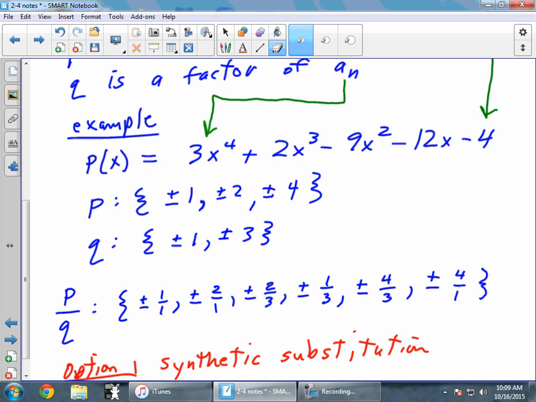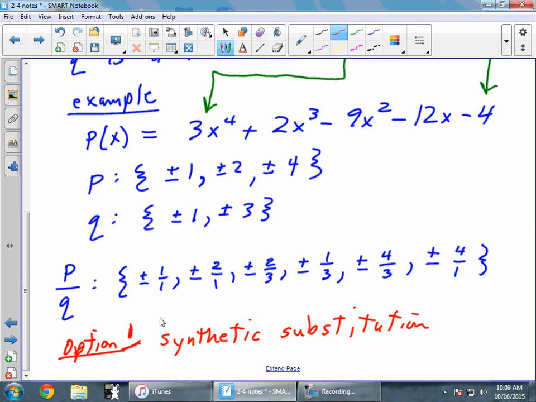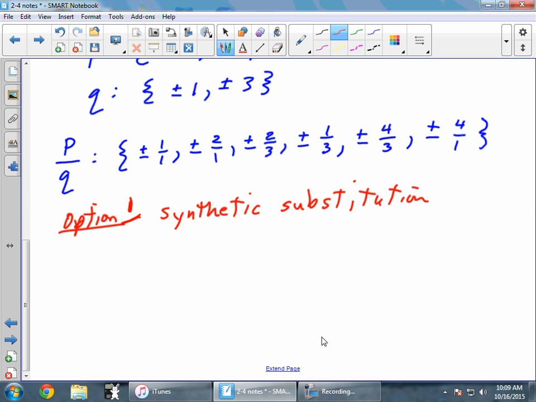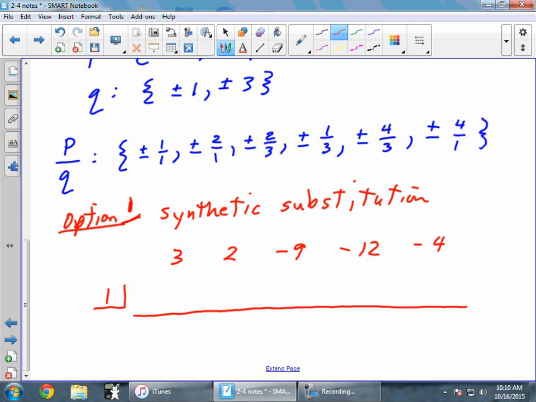Now, at this point, you're going to need to do a little bit of trial and error, but we've narrowed it down to these possibilities, and there's actually 12 if you take into account that there's a positive and a negative. So pick one. 1 over 1. Oh, yeah, you would think, oh, sure, that'll be for sure. Well, let's find out. So we're just going to pick 1. We're going to do a synthetic substitution on this.